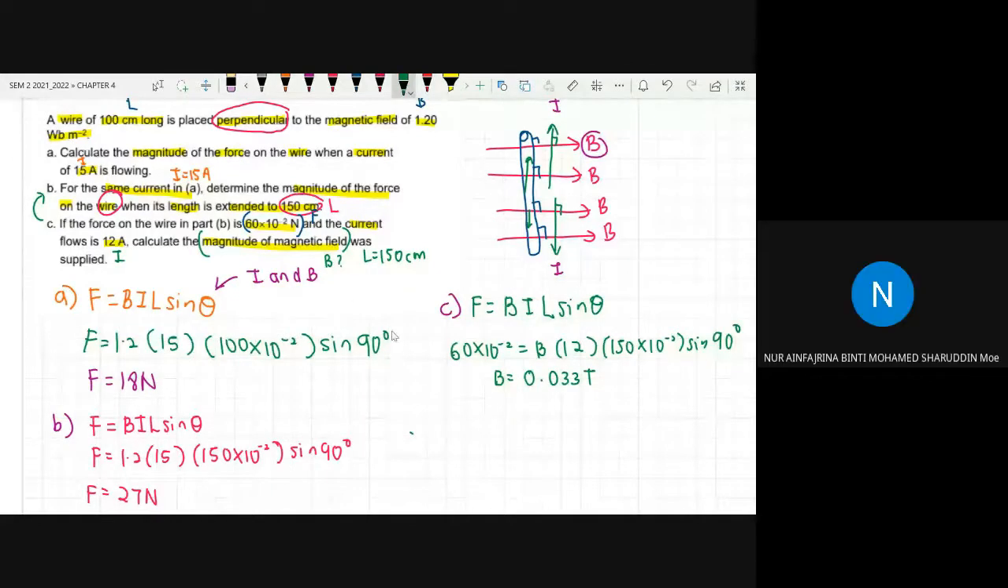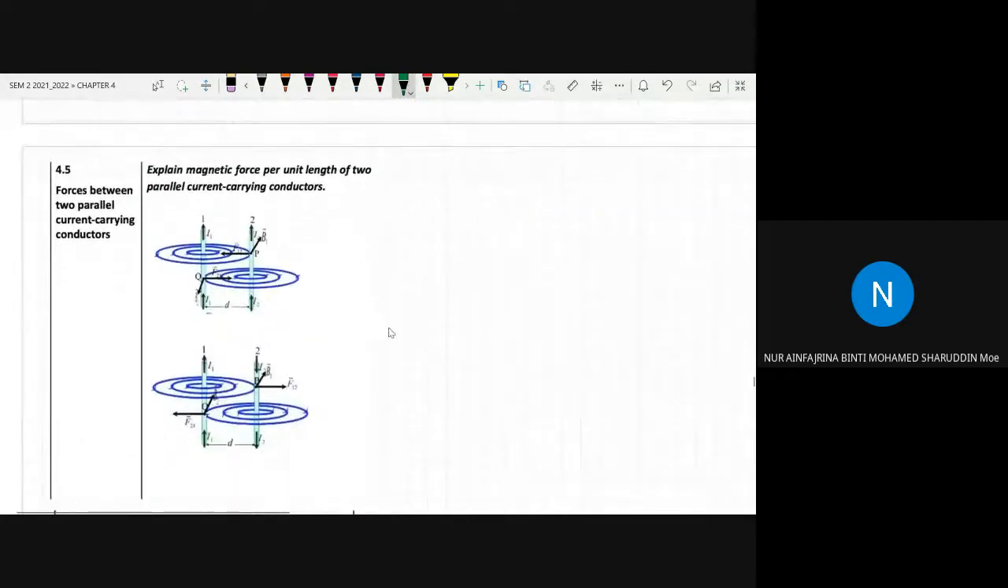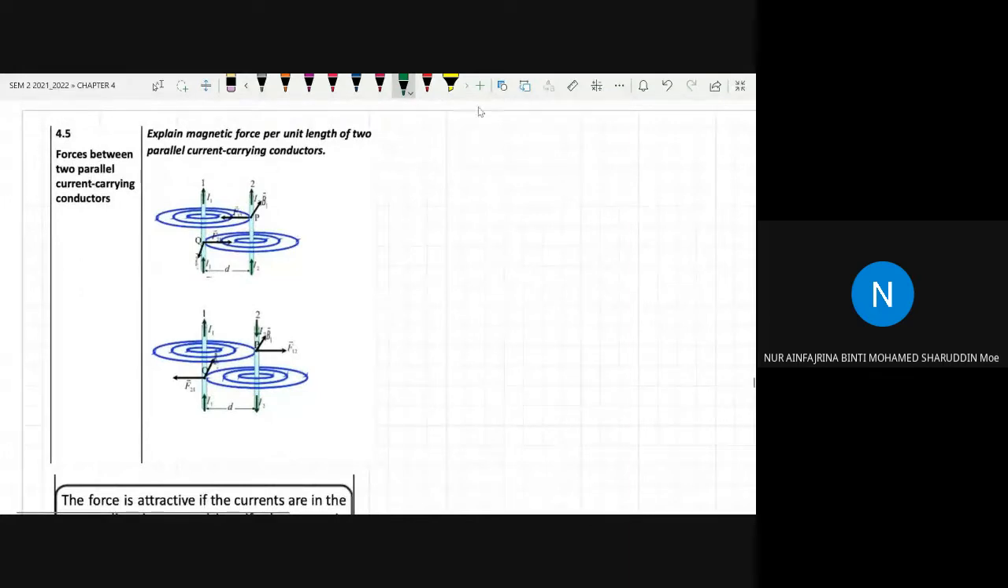Boleh, Miss. Okay, next one kita nak tengok forces between two parallel current carrying conductor. Maksudnya, sekarang awak akan ada dua konduktor yang carry current. So for example awak akan ada dua wire yang bawa current.